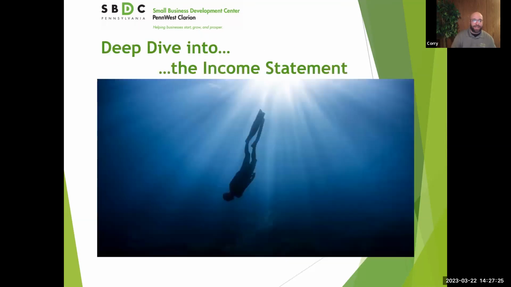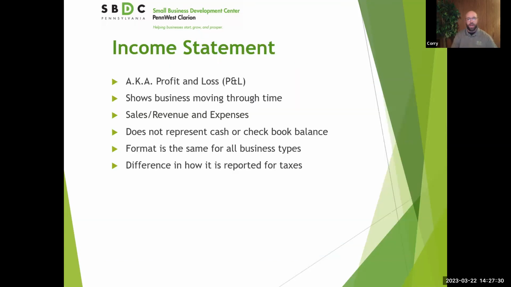We're going to dive into something else, and this time we're going to dive into the income statement. So the income statement, also known as the P&L, the profit and loss statement, shows what your business is doing over a period of time, such as January through December. It includes your income or revenue or sales and your expenses. So we're completely switching gears now. We're pushing off to the side the balance sheet, which included our assets, liabilities, and owner's equity. And now we're going to talk about our revenue and our expenses.